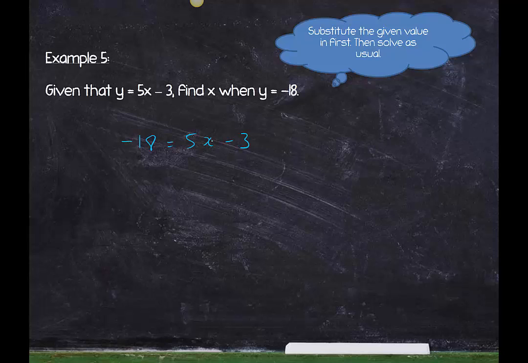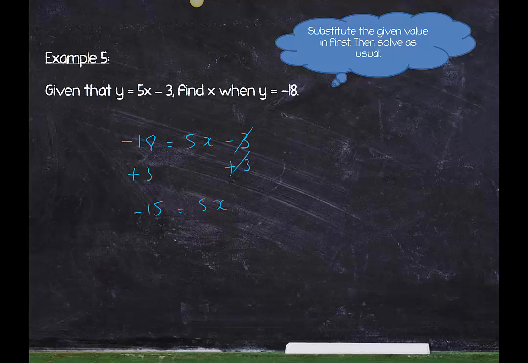So we want this x on its own. So we're going to deal with the minus 3 first. So what's the opposite of minusing 3? It's plus 3. So we're going to plus 3 to both sides. Minus 18 plus 3 is minus 15 equals 5x, and the 3's just cross out.